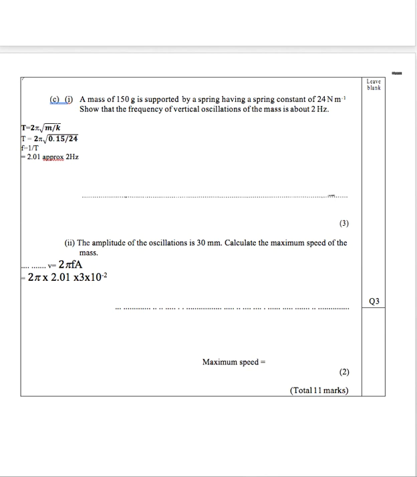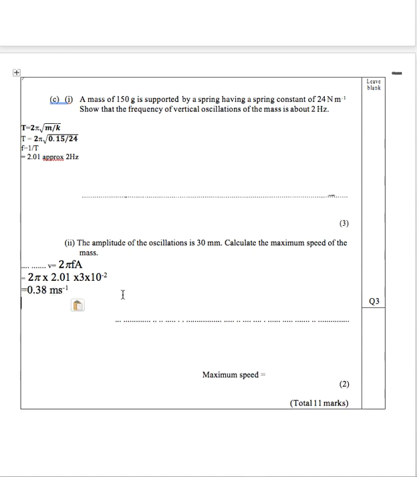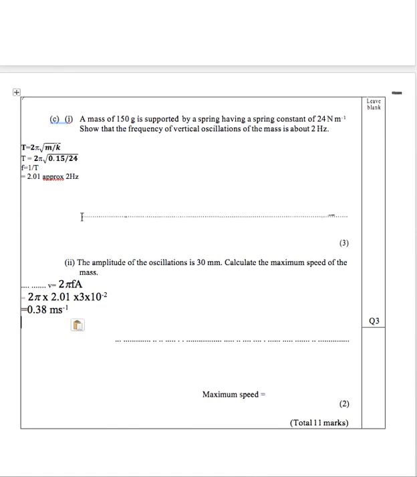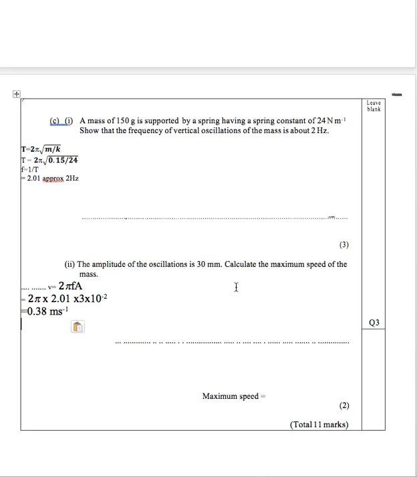And so finally then, the answer is 0.38 meters per second, and I'm checking the sig figs, got a couple there, I've only got one there. So we should probably give it to 2 sig figs: 24 newtons per meter, 30 millimeters, 150 grams, 2 sig figs, or 0.38 meters per second.